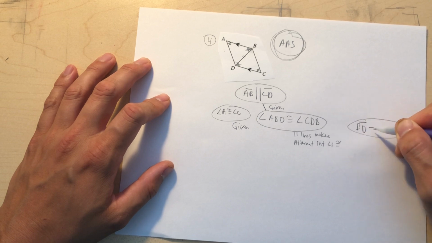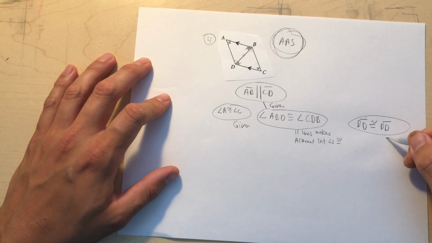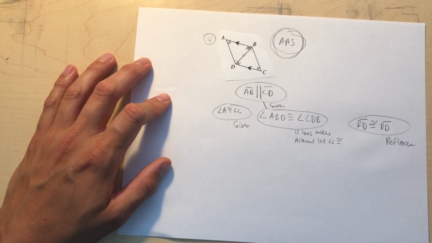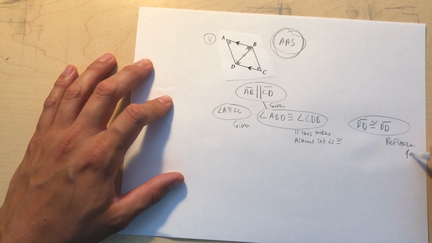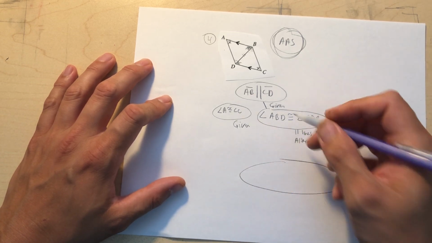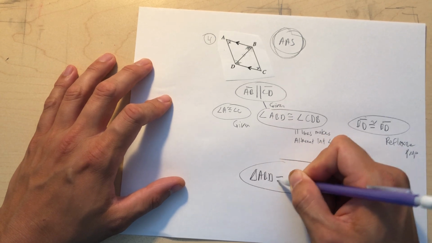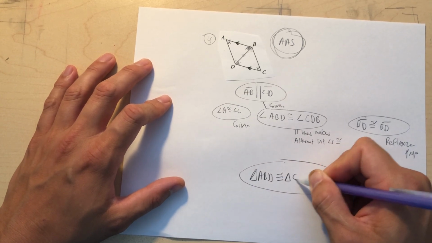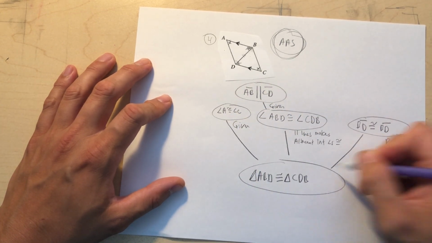BD is congruent to BD, and that is called the reflexive property. Again, you could always say that the sides are congruent to itself or something like that. Reflexive property. Now we know that triangle ABD is congruent to triangle CDB, and that is by angle, angle, side.